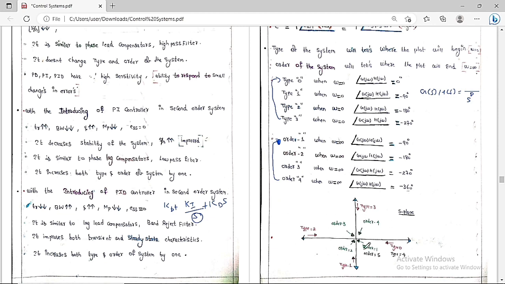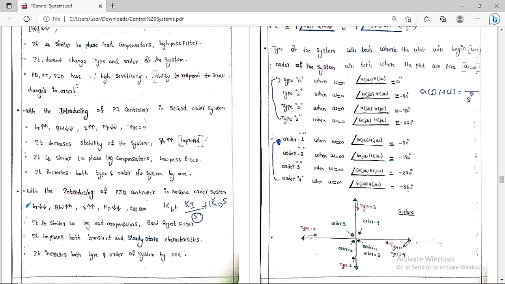This concept I already told you, but let me repeat. This is the S plane. This is type 0, this is type 1, this is type 2, this is type 3. Type 4 means again repetition. Same repeating here: type 4, type 5, type 6, type 7. Similarly here order 1, order 2, order 3, order 4. Again order 5, order 6, order 7. Again it is going to repeat.